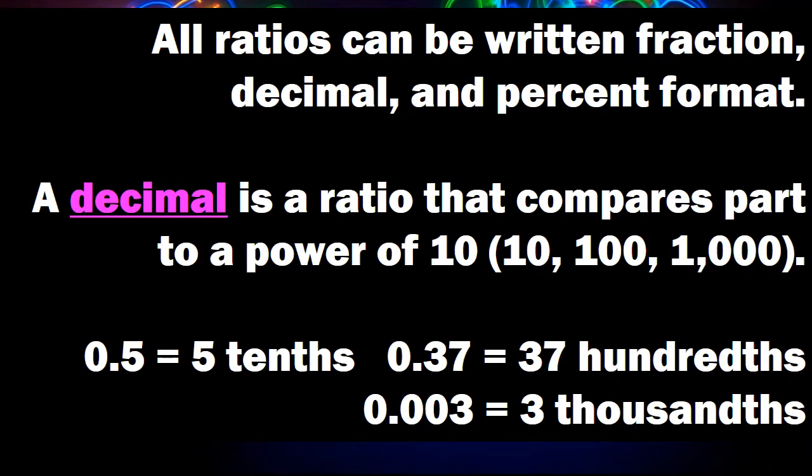We know that all ratios can be written in fraction, decimal, and percent formats. A decimal is a ratio that compares a part to a power of 10. So we compare the tenths place, the hundredths place, or the thousandths place. As you can see at the bottom, 0.5 can be read as 5/10, 0.37 can be read as 37/100ths, and 0.003 can be read as 3/1000ths.